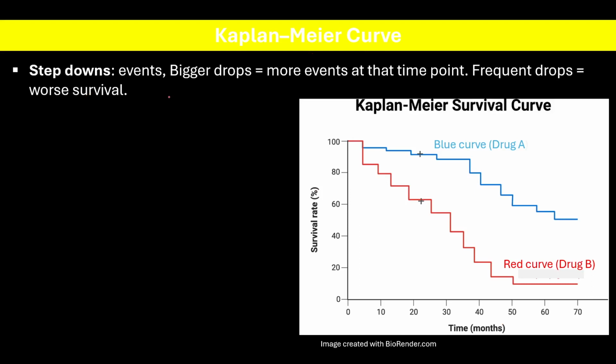In Kaplan-Meier curve, we have flat lines indicating no events or no deaths, and then we have drops or these step downs. Okay, this is flat line and then step downs. Step downs indicating more events or events at that time point. So bigger drops means more events at that time point, and frequent drops means worse survival. You can see for both red and blue curves, we have both flat lines and step downs, flat lines indicating no events or no deaths, whereas step downs indicating deaths of the patients.